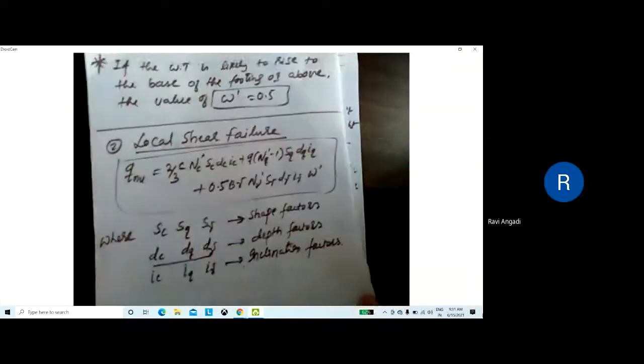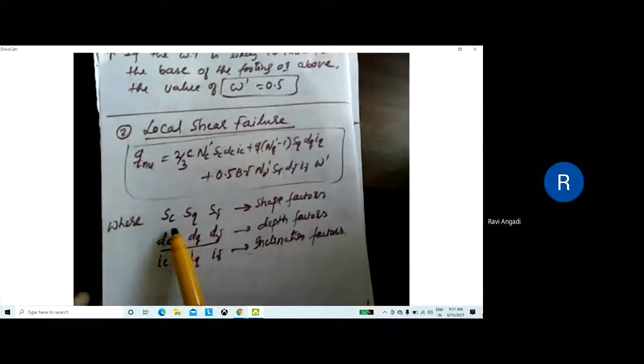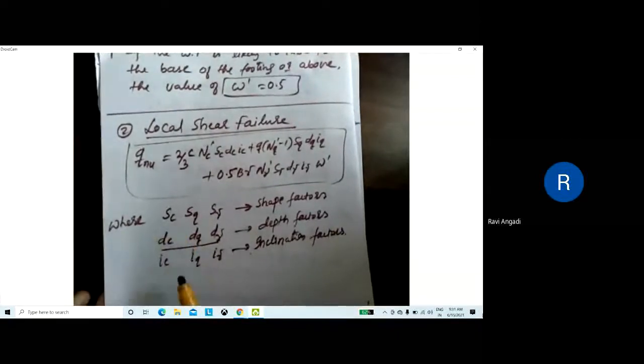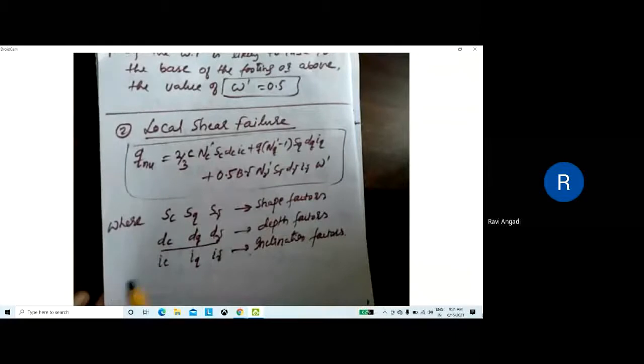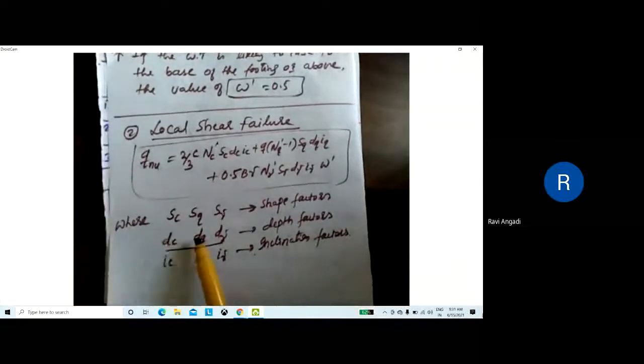These are the shape factors. These shape factors, depth factor, and inclination factors are introduced in the IS code method. For both general shear failure as well as local shear failure, I gave the formula. So these formulas you have to remember, along with how to calculate the shape factor, depth factor, and the inclination factors.